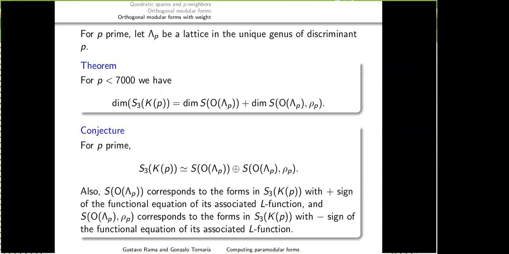Also, we conjecture that the cuspidal subspace of trivial weight corresponds to the forms with plus sign on the functional equation of its associated L function. Also, with non-trivial weight, we conjecture that they should have a minus sign in the functional equation of its associated L function. Okay, this is all that I wanted to talk about.